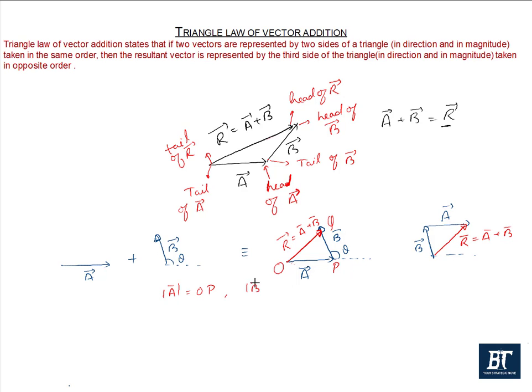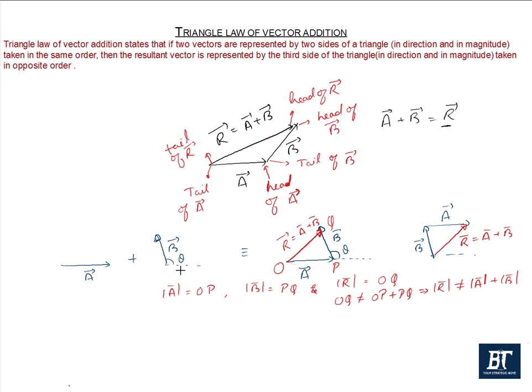Magnitude of B will be equal to the distance between point P and Q, and the magnitude of vector R, which is the resultant of these two vectors, will be equal to the distance between points O and Q. So clearly we can say that in this triangle OQ is not equal to OP plus PQ. So the magnitude of vector R is not equal to the magnitude of vector A plus the magnitude of vector B.